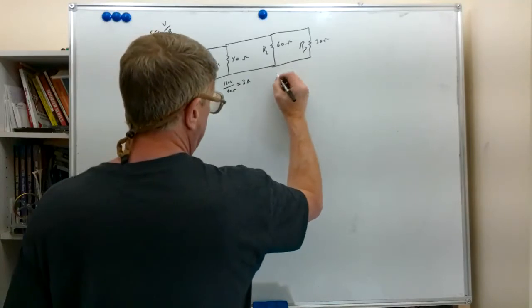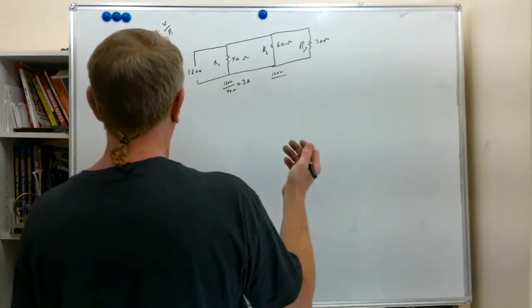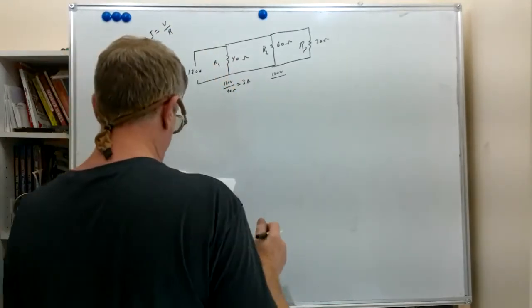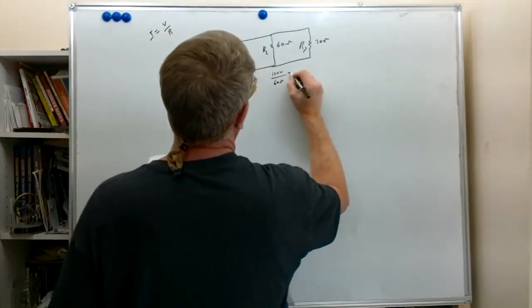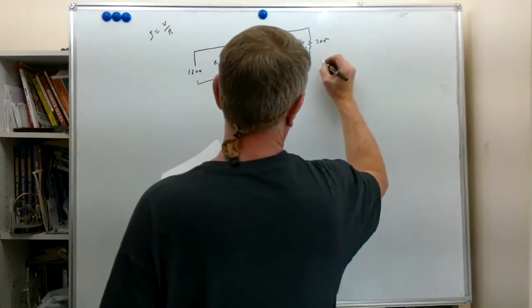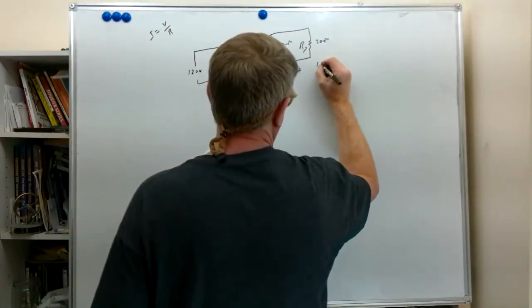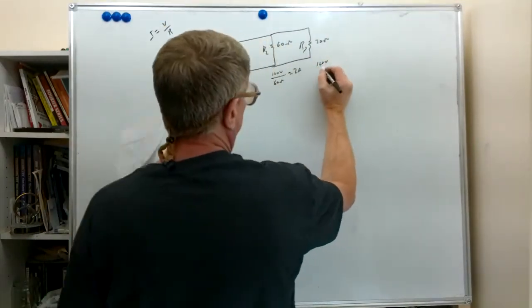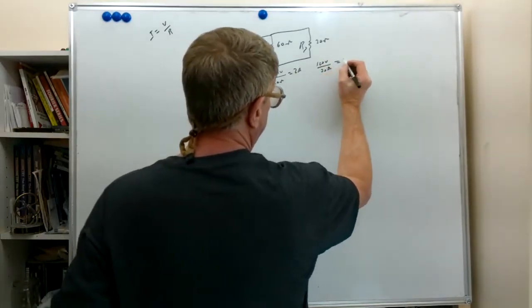Here we have the same 120 volts, using this current formula from Ohm's law. We have 60 ohms, which gives us 2 amps. And here in the last case, we still have the 120 volts. We have a 30 ohm resistor, so we have 120 volts divided by 30 ohms, and that gives us 4 amps.